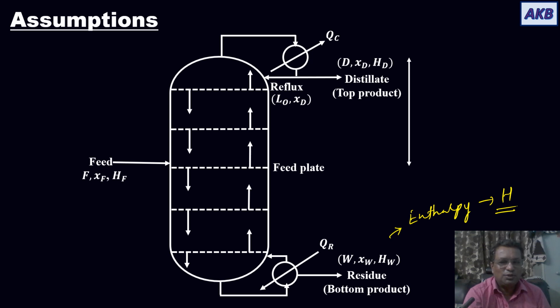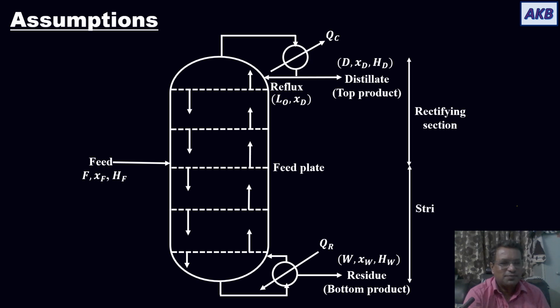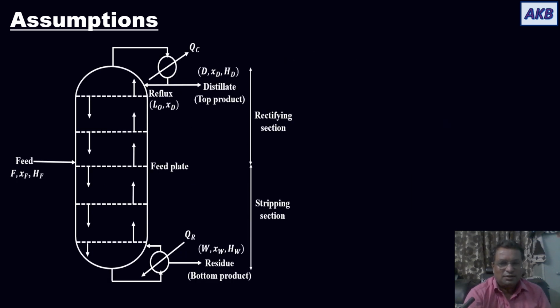We also know the section of the tray column above the feed plate is called the rectifying section. I have discussed in my earlier videos why it is called the rectifying section, and the section below the feed plate is called the stripping section. Why these sections have these names, I have discussed in my earlier videos. So let us continue the discussion.